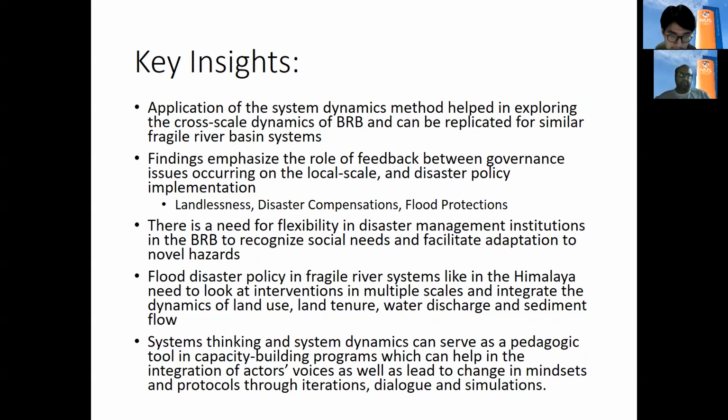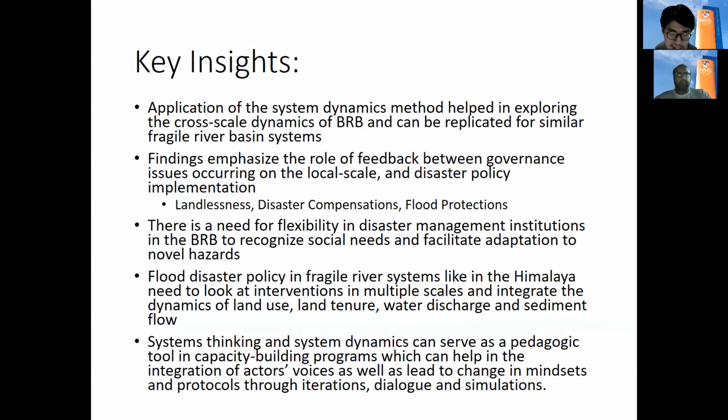Our findings also imply a need for flexibility in disaster management institutions to recognize social needs and facilitate adaptation to novel hazards. Flood disaster policy in fragile river systems like the Himalayan needs to look at interventions in multiple scales and integrate the dynamics of land use, land tenure, water discharge, and sediment flow.